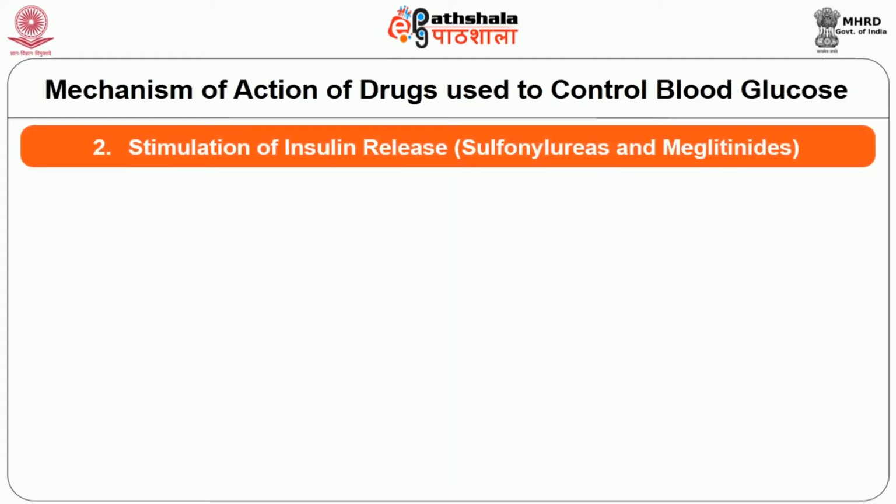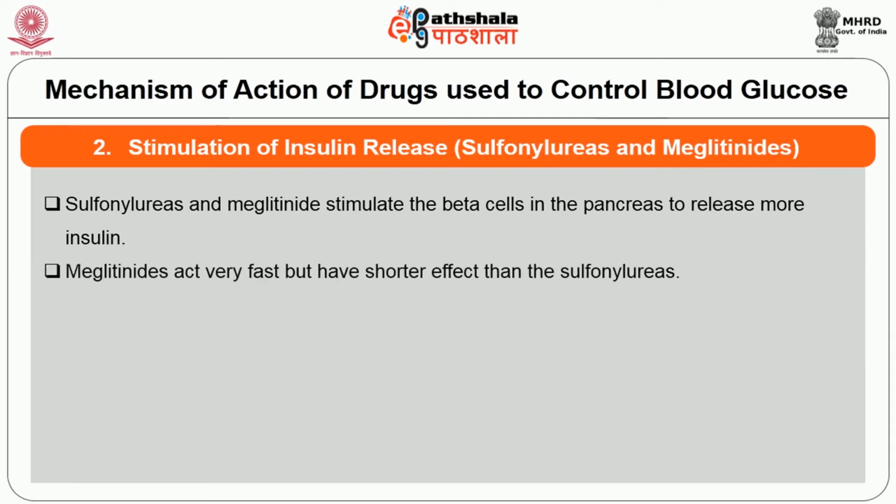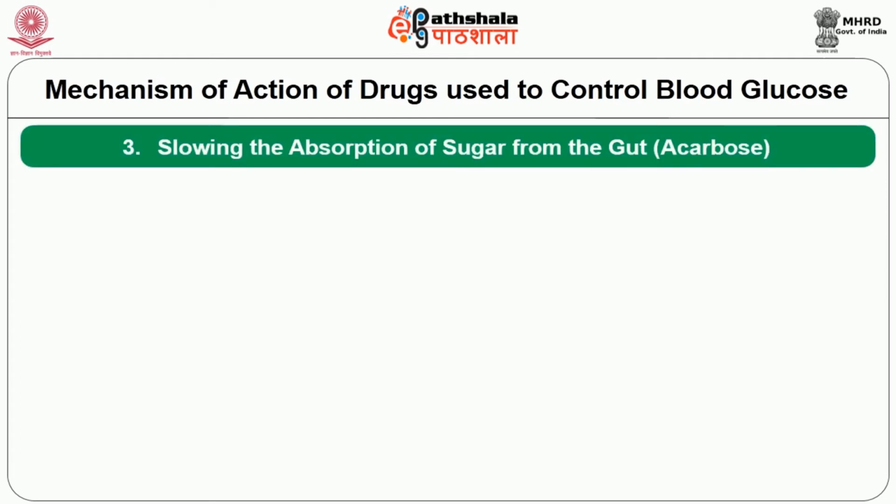Stimulation of insulin release by sulfonylureas and meglitinides. Sulfonylureas and meglitinides stimulate the beta cells in the pancreas to release more insulin. These act very fast but have a shorter effect than the sulfonylureas. They are ingested to increase insulin production during meals.